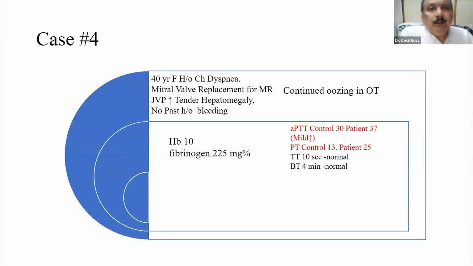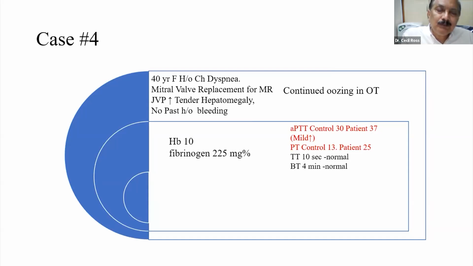Okay. Case 4. Patient has this, I think you should know. A 40-year-old lady, chronic dyspnea. She has mitral regurgitation, and she is posted for mitral valve replacement. On examination, you find JVP is elevated. There is tender hepatomegaly. There is no past history of bleeding. On the table, there is continuous oozing. So the surgeon is saying something is wrong. Call the hematologist.